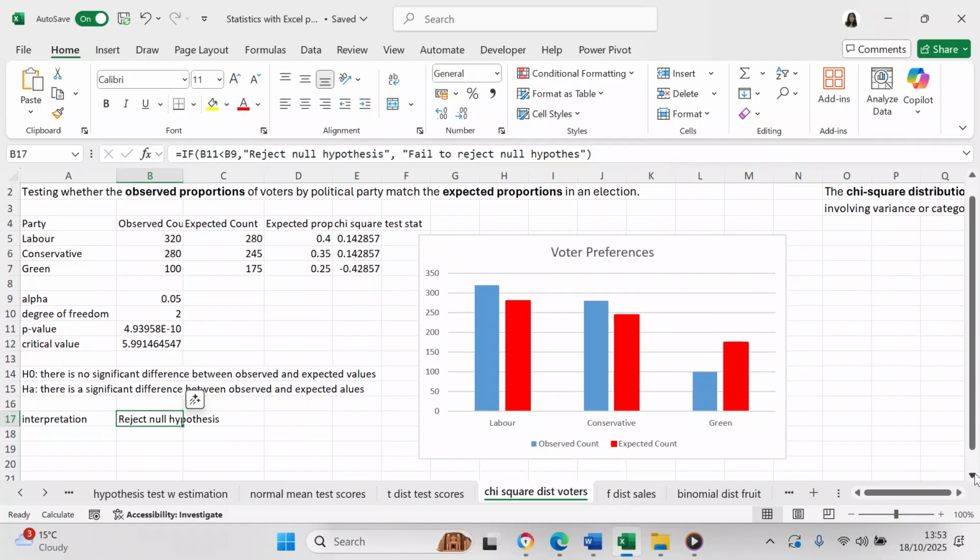And then what I did was I just made a little bar chart on voter preferences, so you can see Labor, Conservative, and Green. So you can see the observed count and the expected count.